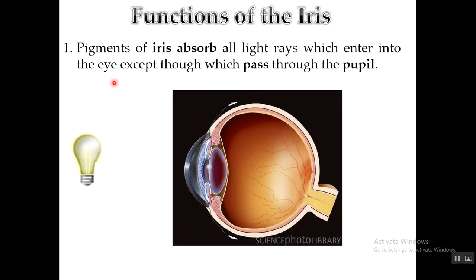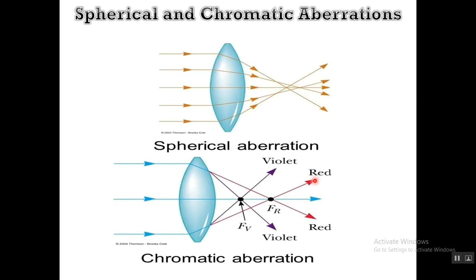Number one, the pigment present in the iris absorbs all light rays which enter the eye except those passing through the pupil. It absorbs any light here or here and allows only this light to pass, to reach the retina. Number two, it prevents what are called spherical and chromatic aberrations of the eye.